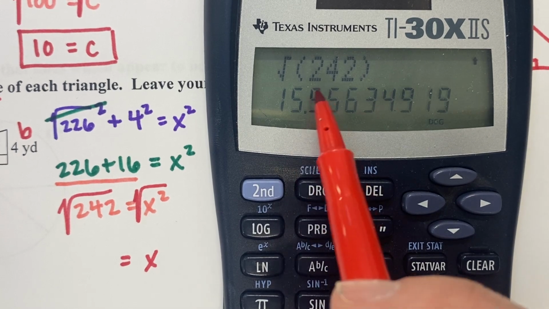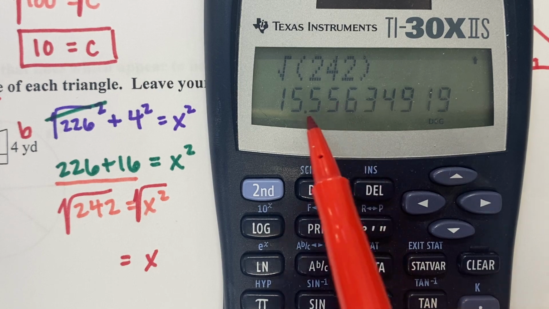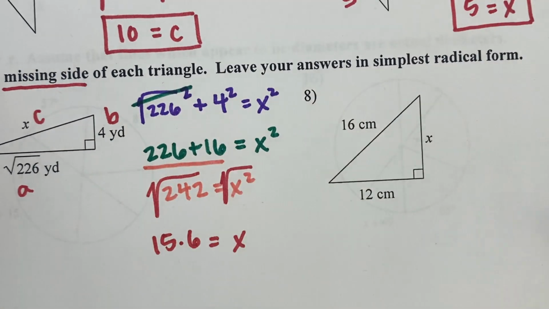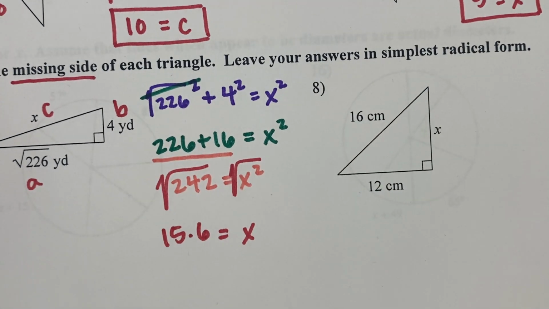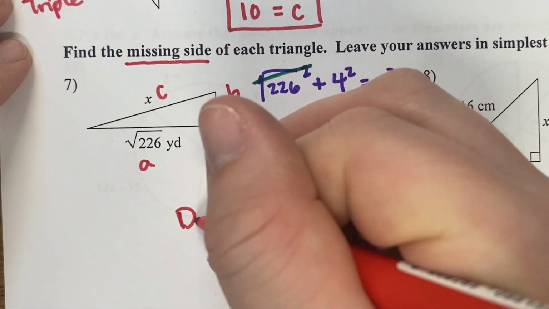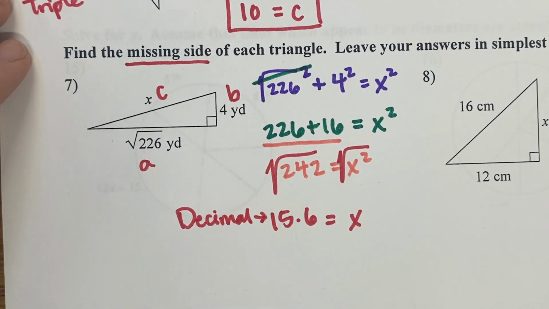Let's go ahead and just round it to the nearest tenth. That's our first spot, so we need to look behind it. This 5 is going to bump what's in front of it up to a 6. So this would be 15.6. Now, on your test and on your assignment, if it's asking for a decimal, like if it tells you to round something, that's what your answer will look like.